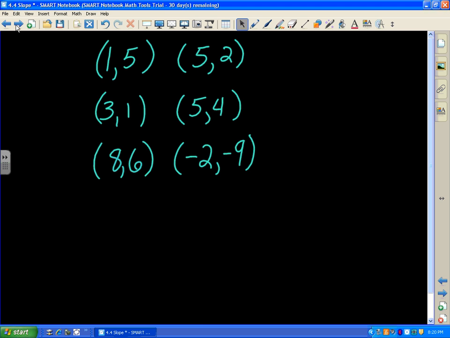Let's see if you can calculate the slopes of those three of the lines that go through those pairs of points. There will be problem 1, there's problem 2, and problem 3.